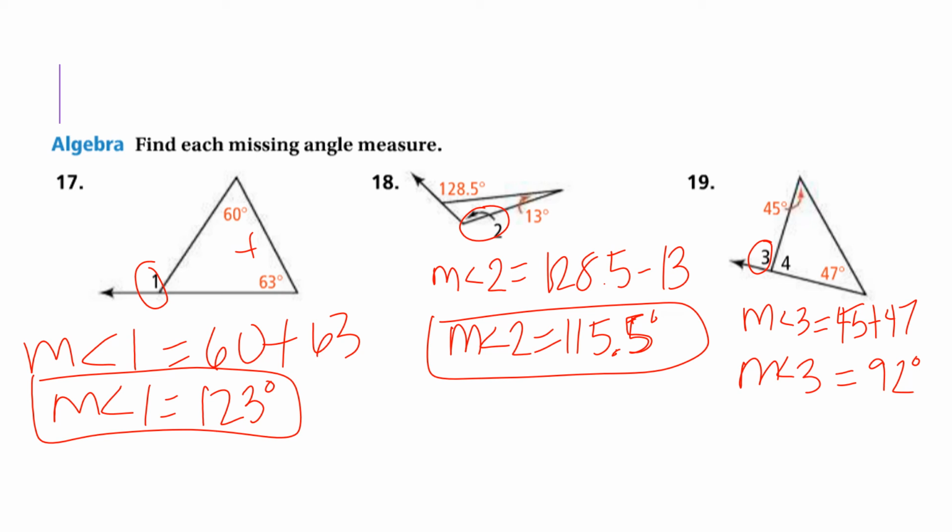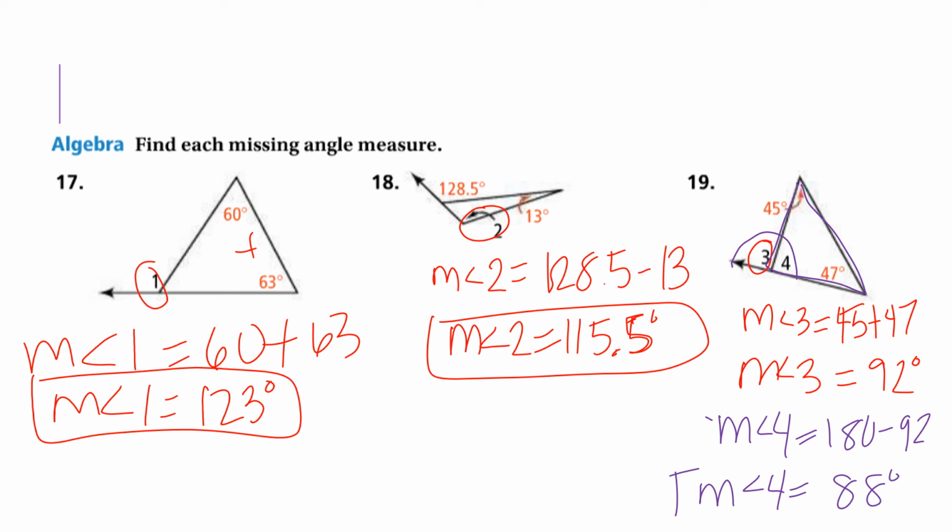And then I know that either this whole thing equals 180, or I can say 3 plus 4 is 180. So I'm just going to do it that way, and I'm going to do measure of angle 4 equals 180 minus 92. Obviously, if you want to do it the other way and add up 45 plus 47 and then subtract it from 180, that's fine too, but this will save you a little bit of time. So the measure of angle 4 is 88, and the measure of angle 3 is 92.